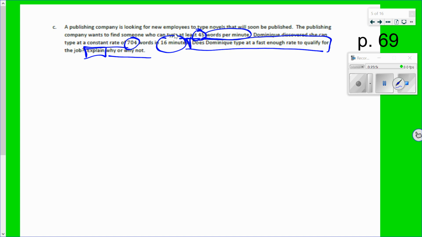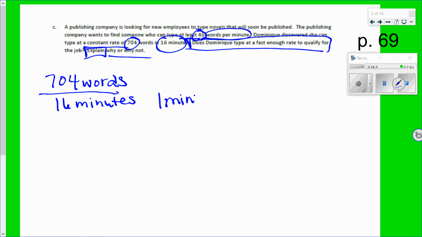Hang on, let me think about this. So I'm going to go with what Courtney said. We know she can do 704 words in 16 minutes. And what am I looking for? She needs to type at least 45 words per minute. So we want to know how much she can do in 1 minute, right? That's what they want. How many can she type in 1 minute?